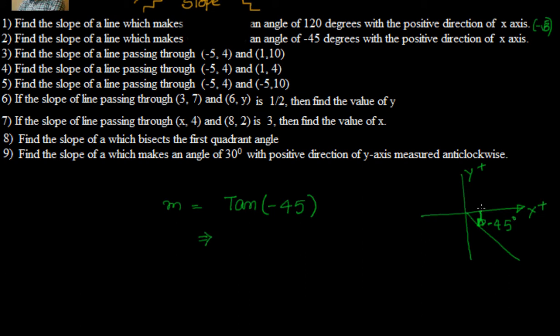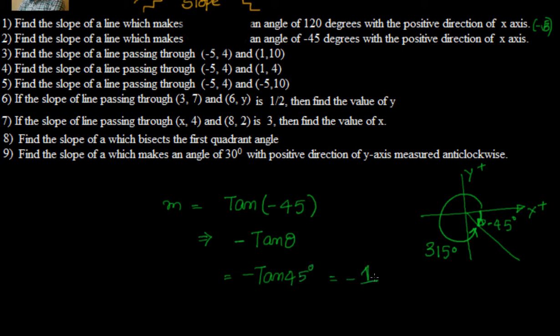You can also do it another way. You can say tan of 315 if you go in this direction. That is also fine, and it will give you the same value. Tan of minus theta is minus tan theta, so minus tan 45. That's equal to minus 1.